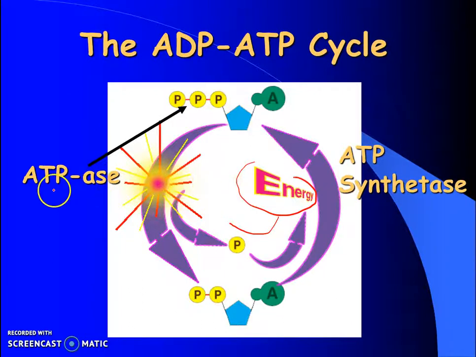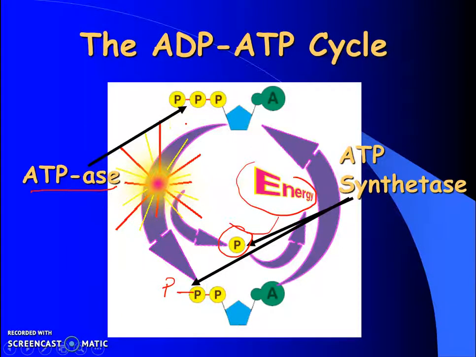So you remember that to break down one of the phosphate bonds, the enzyme ATPase is required, and to convert ADP into ATP, ATP synthetase is required. So ATP synthase adds one of the phosphates to these two phosphates to make ATP.